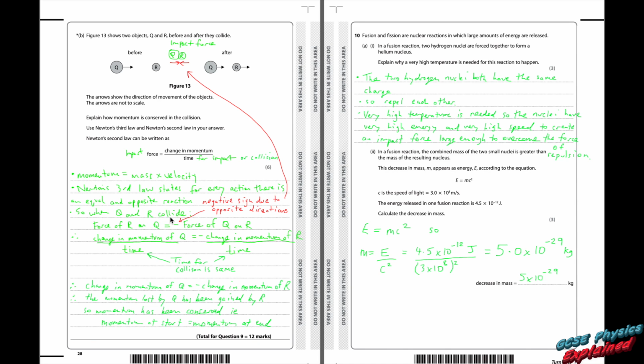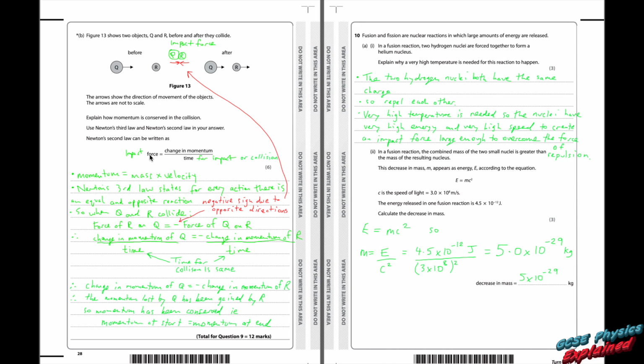And so when Q and R collide, the force of R on Q, so at this point here, is going to equal the force of Q on R. However, I've put a negative sign in there because the directions are going to be opposite. The force of Q on R is going to be to the right, and the force of R on Q is going to be to the left. So it's going to be the same size, but opposite in direction. That's what Newton's third law states, and we show the opposite in direction by the negative sign. The force equals the change in momentum over the time, doesn't it? You'll often see it as impact force, and that time is the time taken for the impact or the collision to happen. So we can take this force and put in change of momentum of Q over time.